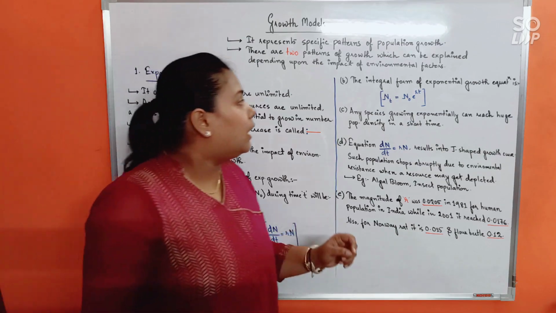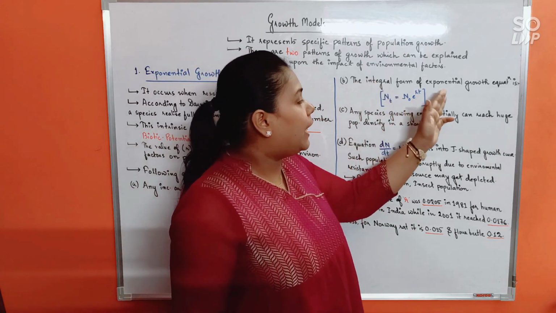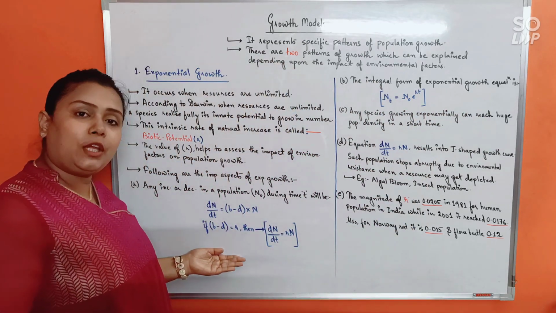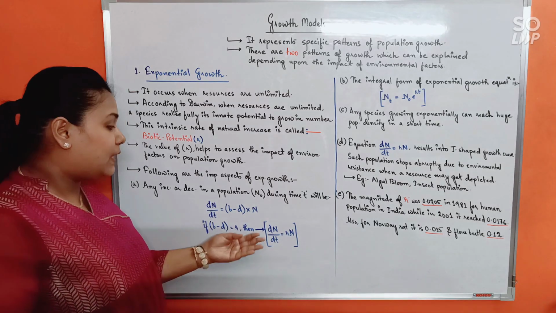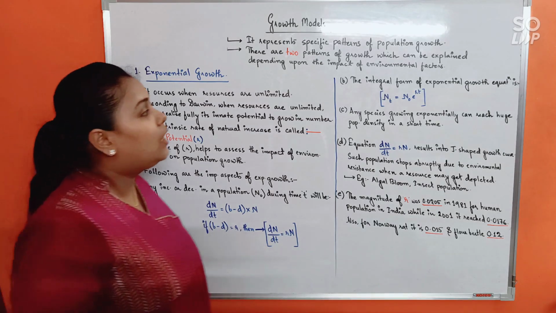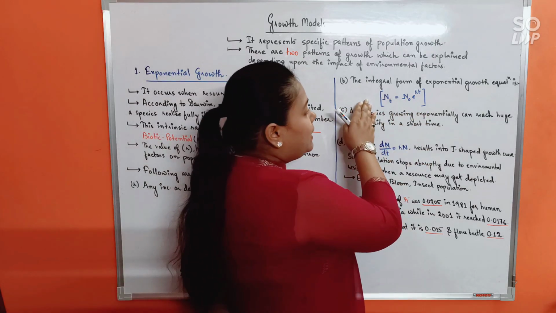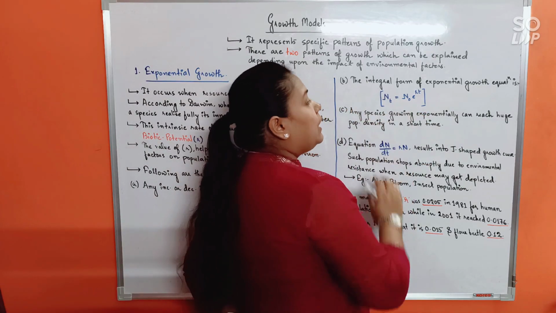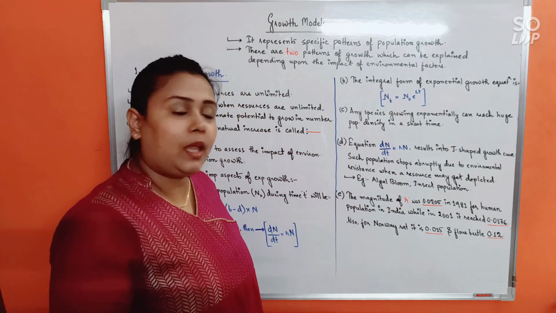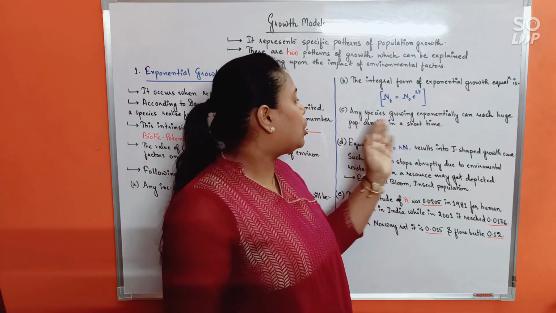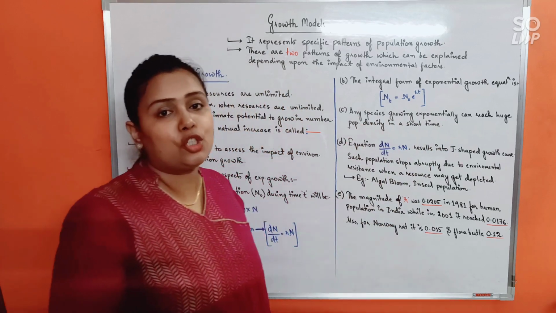Next aspect, the integral form of the exponential growth equation. If the exponential growth equation is dN/dt = rN, then written in the integral form, it becomes N_t = N_0 e^(rt). Now, any species growing exponentially can reach huge population density in a short time.